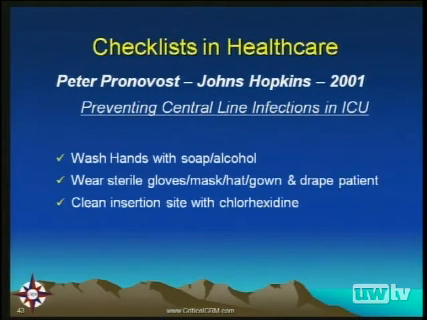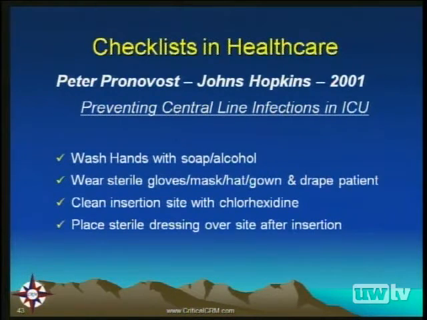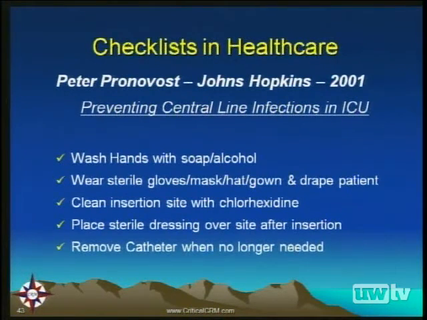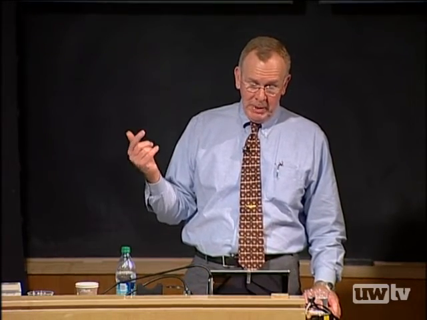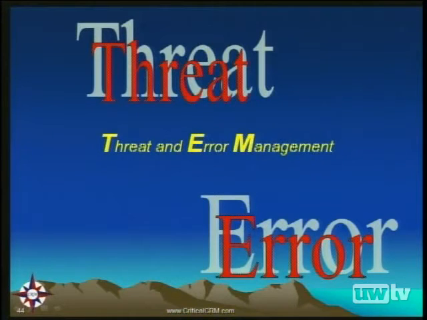After the gloves, clean the insertion site with chlorhexidine. Place a sterile dressing over the site after the insertion, and then when they don't need the catheter anymore, pull it out. Those five items reduced their infection rate, their 10-day rate, from 11% to 0. Over a 15-month period, they prevented 43 infections and 8 deaths, and saved the hospital $2 million with a 5-step checklist. If that doesn't convince you that there's some merit to that, I don't know what will.